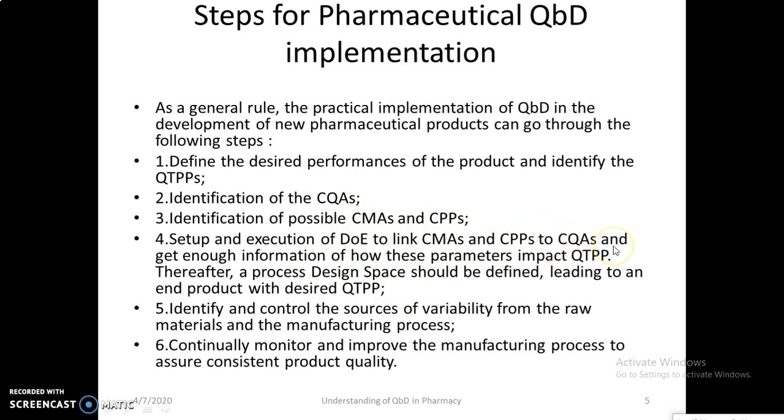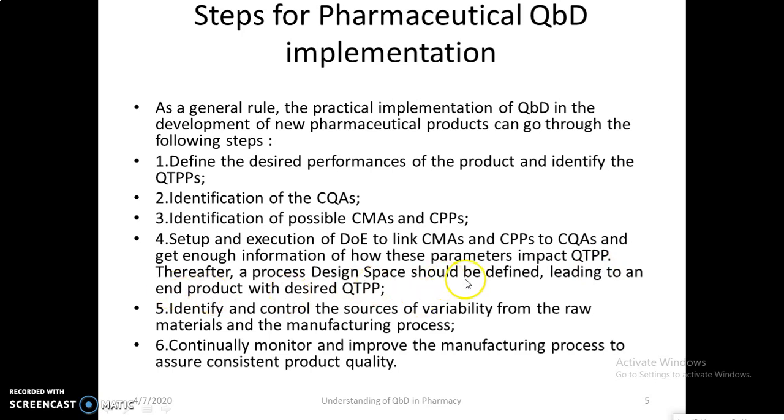Then set up and execute DOE, that is design of experiment, to link the CMA and CPP to CQA. You have to design the experiment, then according to the factorial design you can take independent and dependent factors, depending on your target profile. You can decide which factor you go with, whether the full factorial or 2 factorial design. Get enough information on how these parameters impact the quality target product profile.